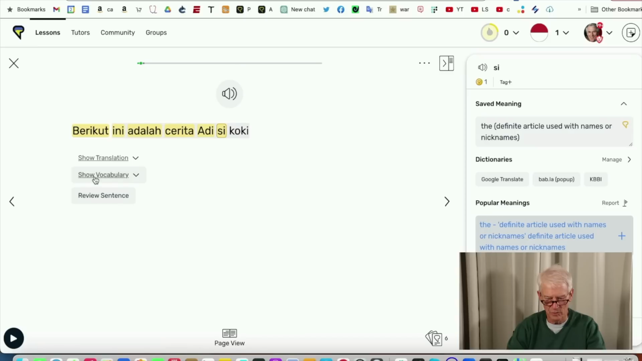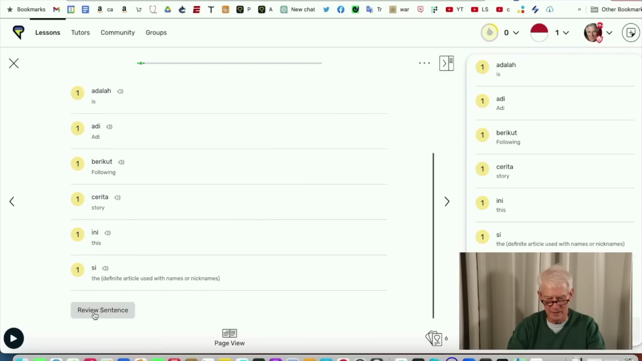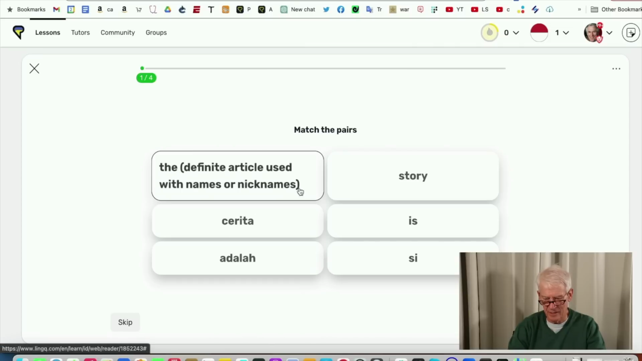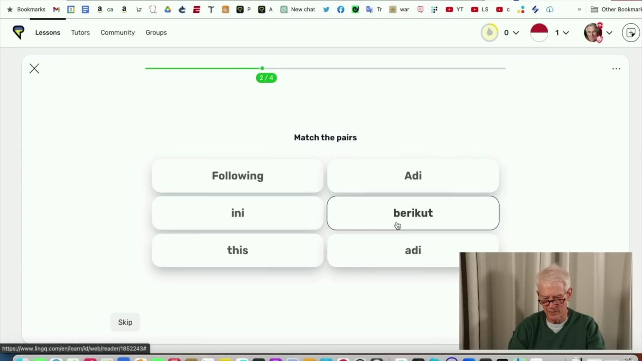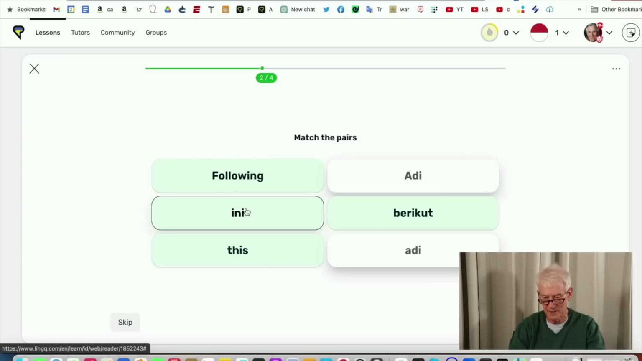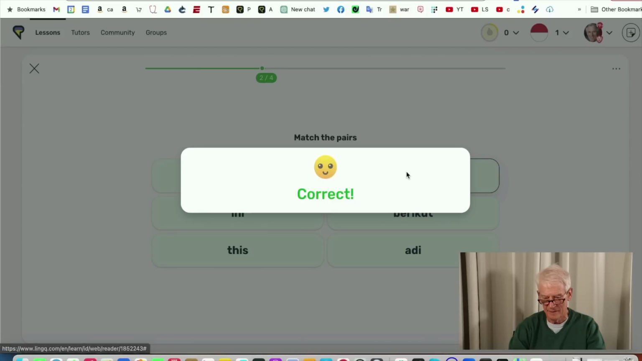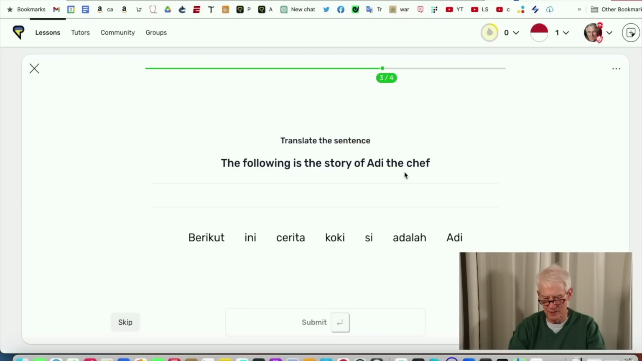Okay, I can show the vocabulary, and then I can review the sentence. So it's the same idea. Si Koki, I remember that. That's Si, the. Then cerita is story. Adalah is. So I'm starting to get a sense. Berikut, I remember they started with berikut. Following. This is, it can't be Adi because Adi is the person's name. So, ini. Adi. This, Adi. So the following is the story of Adi the chef. But there's obviously a capital B here, so this is the first word in the sentence.